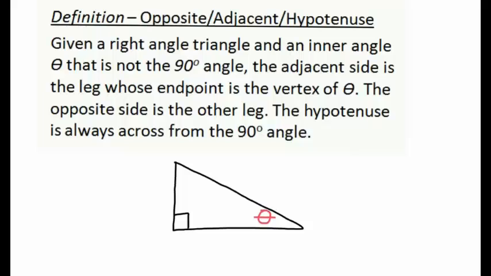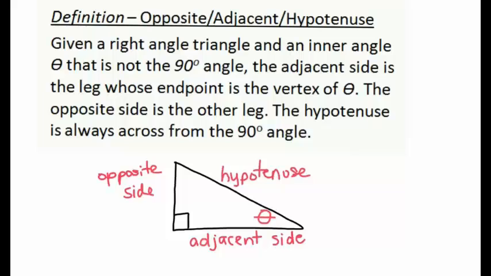The side that is right beside the vertex of our angle is going to be called the adjacent side of our triangle. The other leg of our triangle is going to be called the opposite side. And finally, the side that's across from our 90-degree angle is always called the hypotenuse of our triangle.